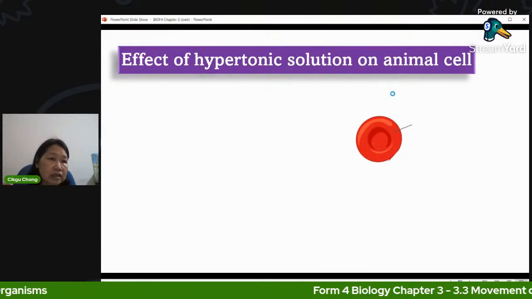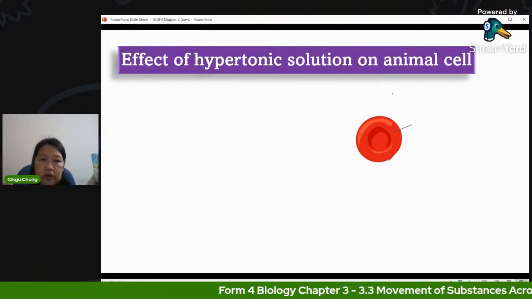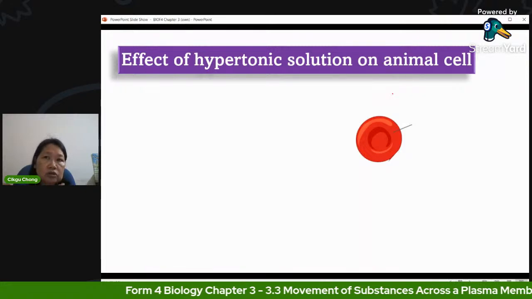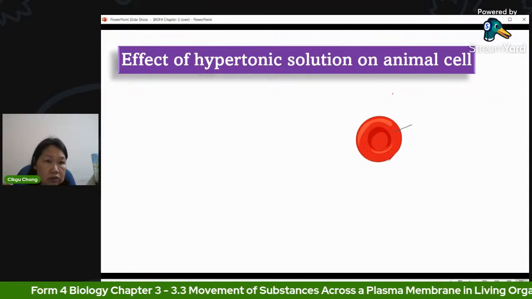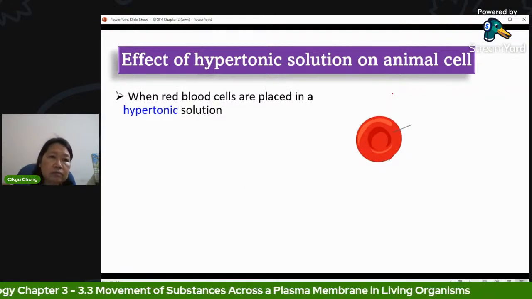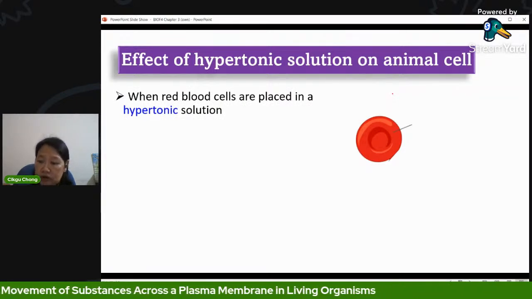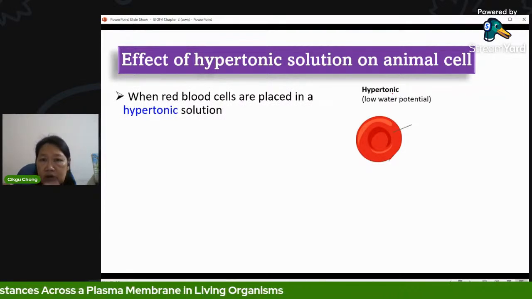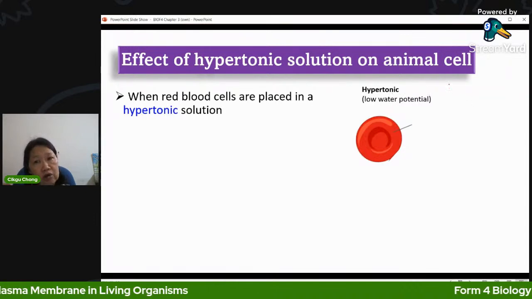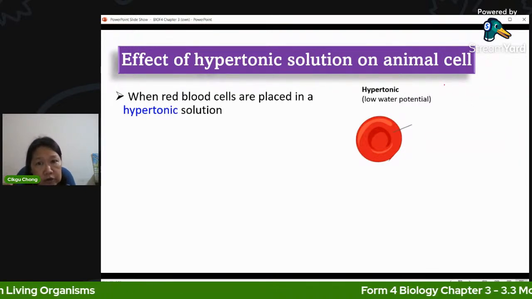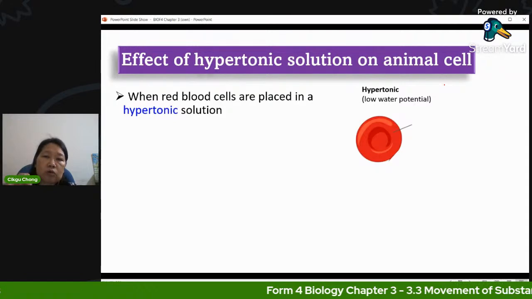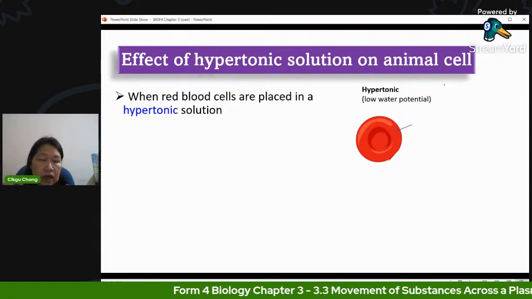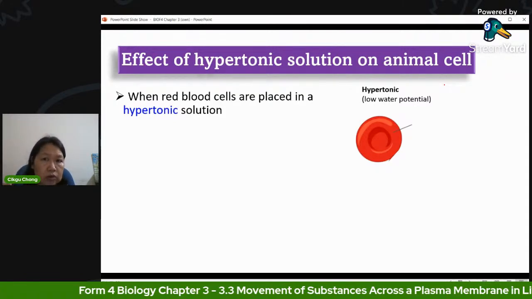Okay, what happens if you put it in hypertonic solution? You put it in a solution that is too concentrated in terms of salt. Now, when the red blood cells are placed in hypertonic solution, hypertonic means too much salt, a high concentration of solute. Then that means the water potential will be lower. High solute but lower water potential.